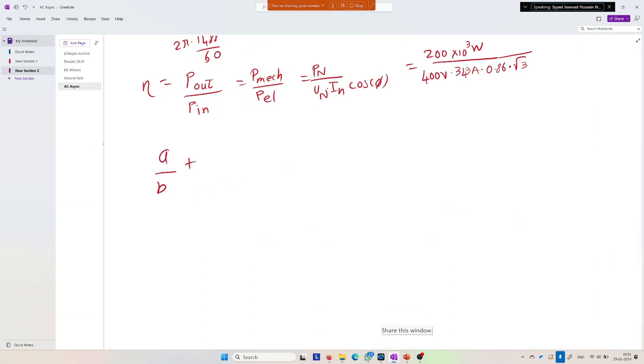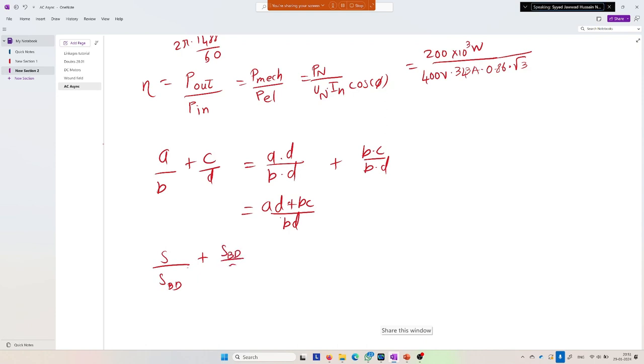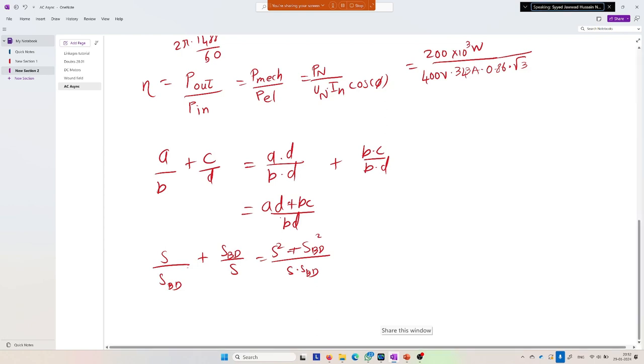A by B plus C by D. I cannot add them because the denominators are different. So what I do? A multiplied and divided by D, and here I will multiply and divide by B. So it gives me AD plus BC divided by BD. In our case, we have S by SBD plus SBD by S. AD, A times D, S square, plus the other way, SBD square, divided by S, SBD. You also gave me a lesson on maths. So now it's clear? Yeah. Alright, continue.